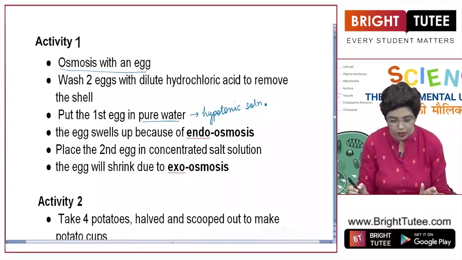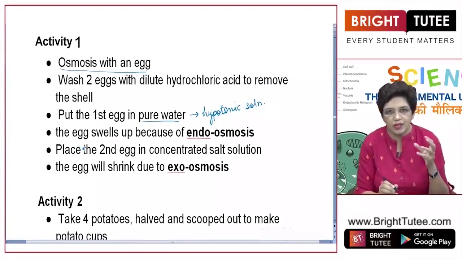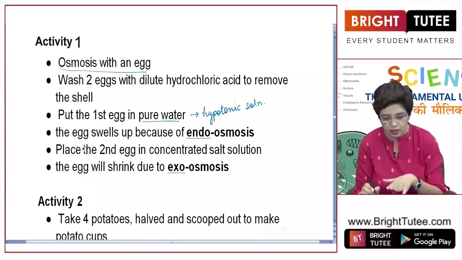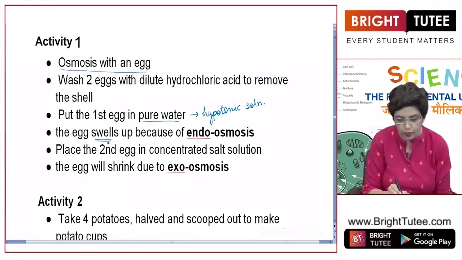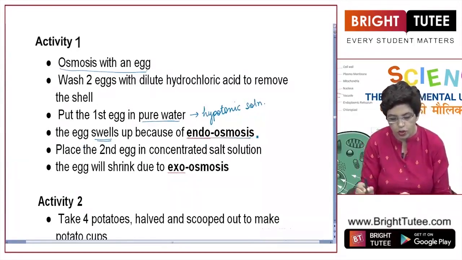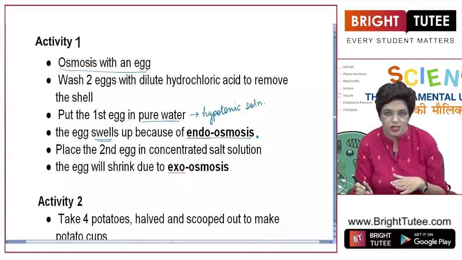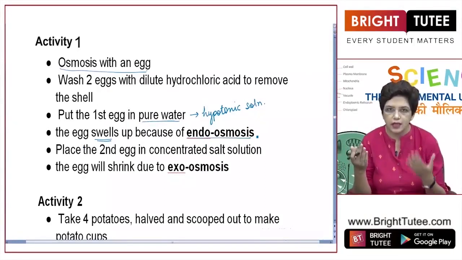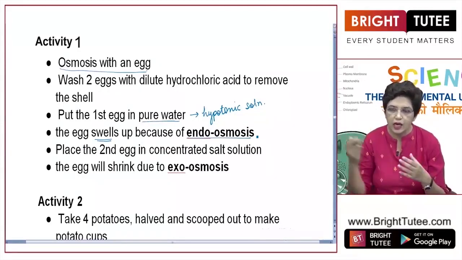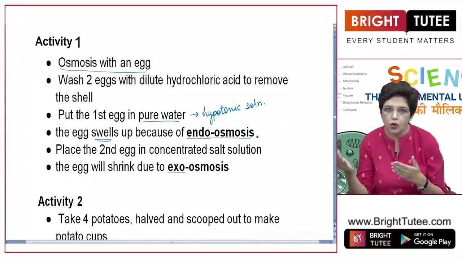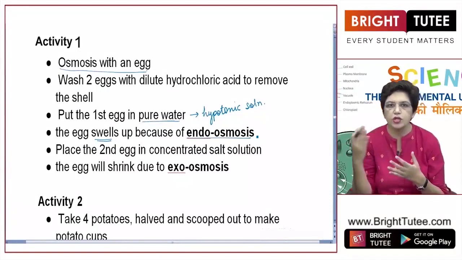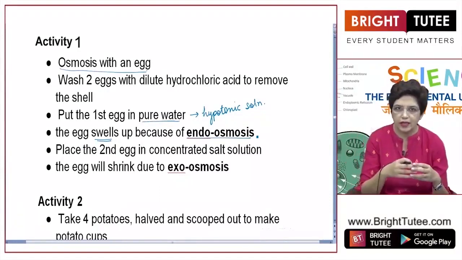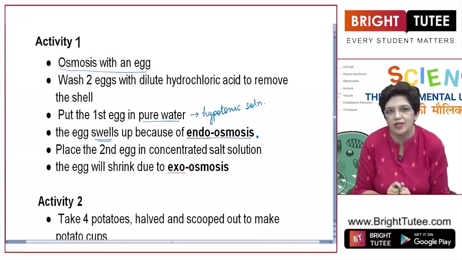So when you keep an egg in that hypotonic solution, you will notice the egg will swell up because of endoosmosis, because water concentration is higher in the surrounding but less inside that egg. So the water will move from higher concentration to lower concentration, from surrounding to inside the egg. You will notice the egg will swell up.